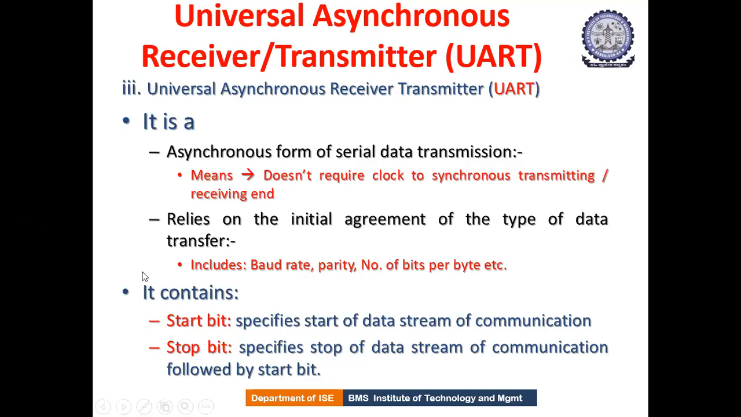Along with that, before we transmit the data, we should have a start bit specifying that the data stream we need to communicate is starting, and we should have a stop bit specifying that the data we have communicated is completed. So keeping all this in mind, that means the start bit, stop bit, baud rate, and the number of bits or bytes to be transmitted, all these things we are supposed to implement in our program.